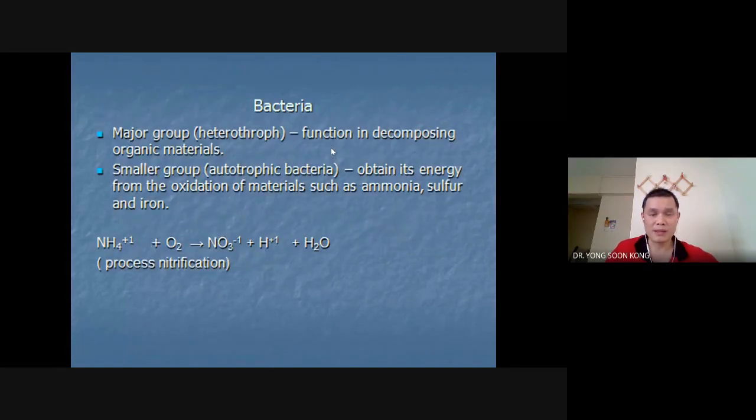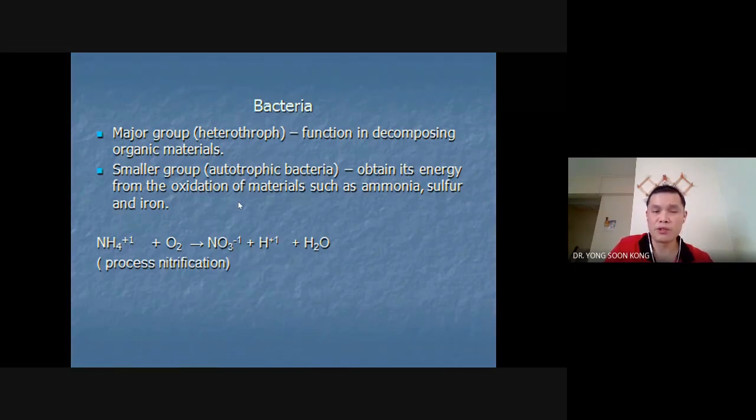Now, bacteria can be divided into two groups. The major group, the majority of them, are said to be heterotrophs. Heterotroph means they cannot synthesize their own food and have to resort to decomposing other organic matter to get their source of energy. The other smaller group is called autotrophic bacteria. These are the ones that can gain energy from oxidizing materials such as ammonia, sulfur, and iron.